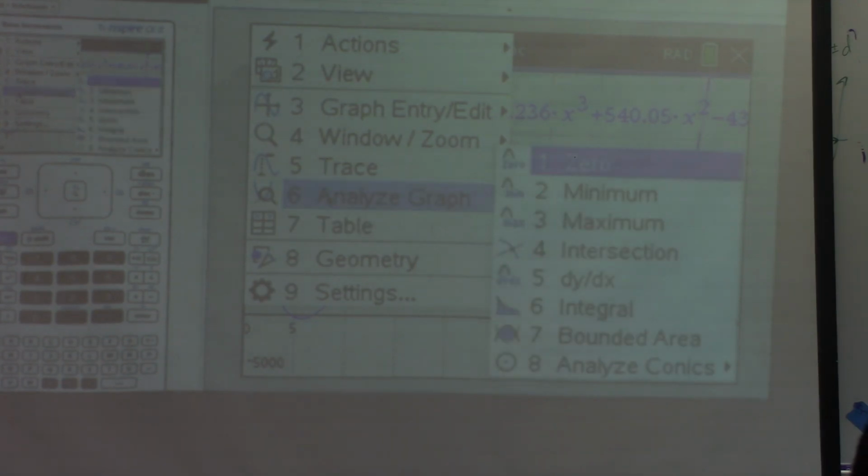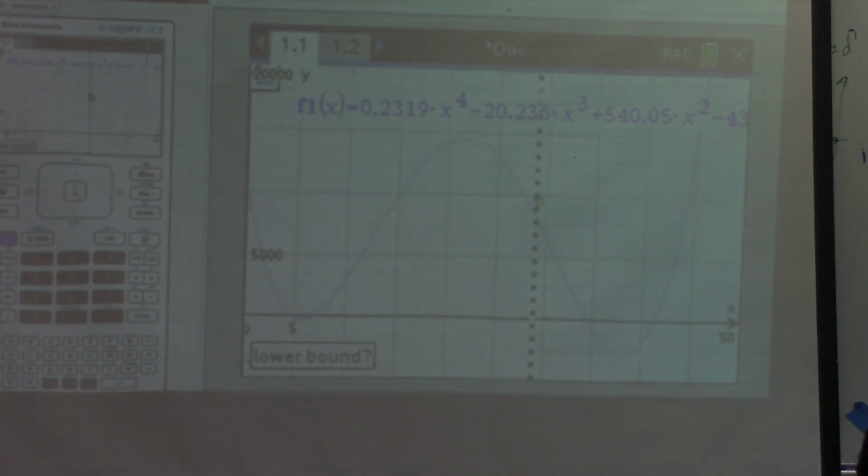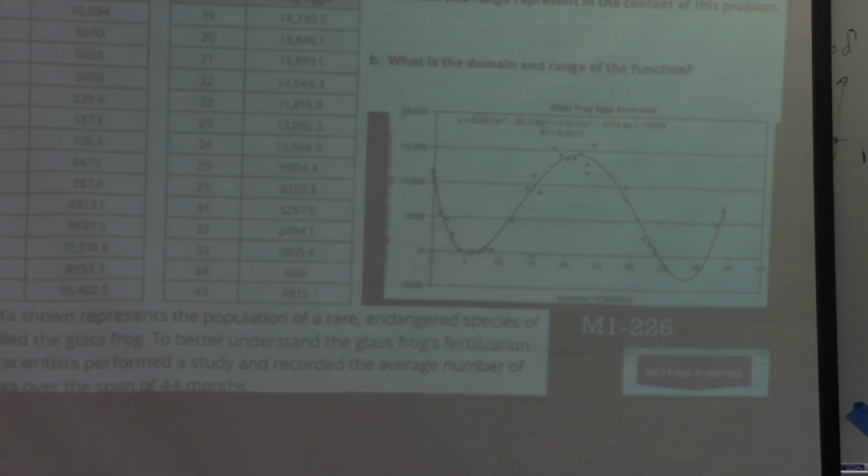Analyze graph. Analyze graph. Minimum. And Madison, I think you're right for once we get here. Just don't skip all the steps. Like, we have to select minimum first. And remember, lower bound, it just needs to be to the left. I hit enter. Now I need upper bound, and I hit enter. So negative 2,500 is pretty close, but what is it actually? Negative 2,807.12.